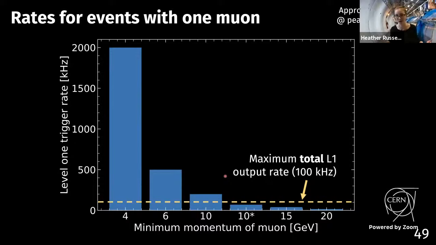We can't send them all to the high level trigger. If we instead increase that to 6, we're up to 500, down to 500 kilohertz, still far too high. Even at 10 GeV, we're still at 200. And it's not until we get, for instance, to 15 GeV that we get to the point at which we could even feasibly accept all of these muons. But at this point, we're looking at 40 kilohertz.